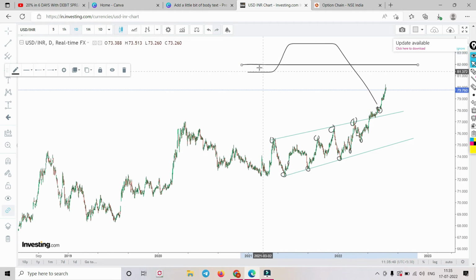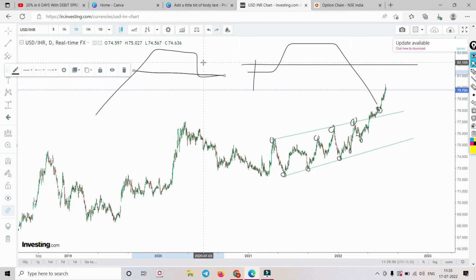Go for the ratio spread, or else you can go the other way, your put side ratio spread. That's it. This is your put side ratio spread. Your market stands here. Even if the market goes up, your loss should be 0. But if the market comes down, you should be able to trap the USDINR into this maximum profit area.